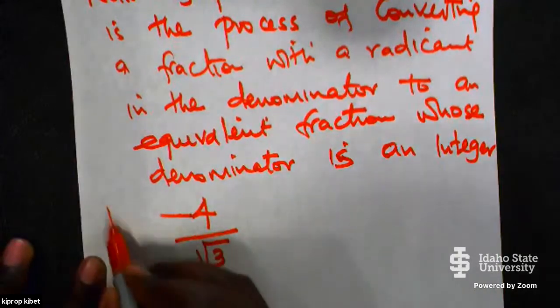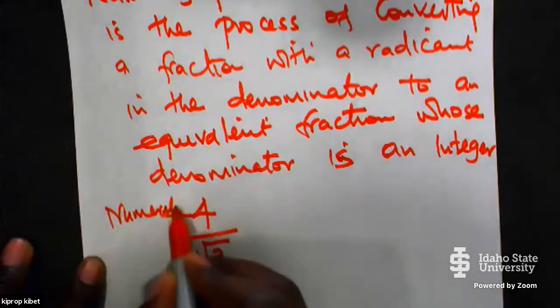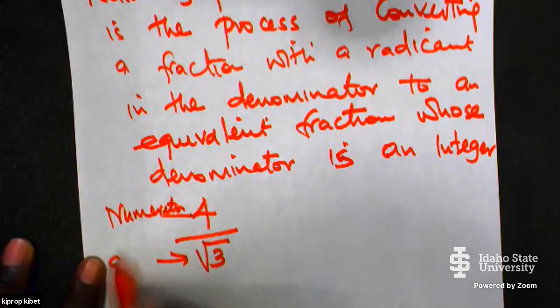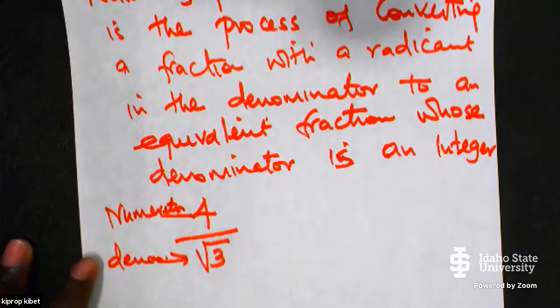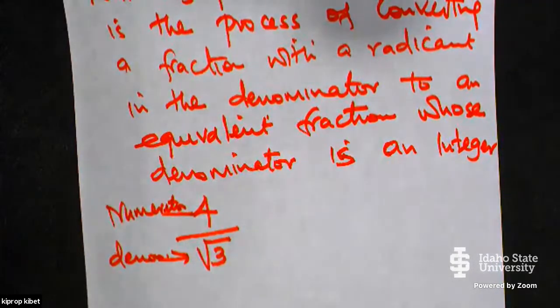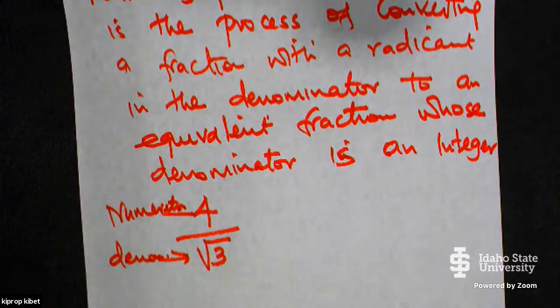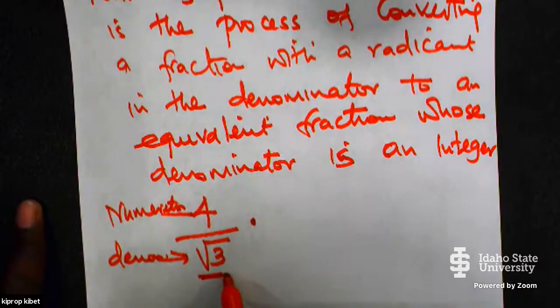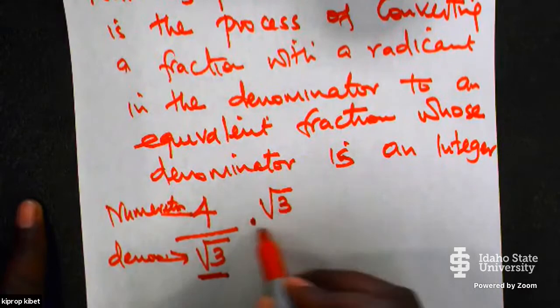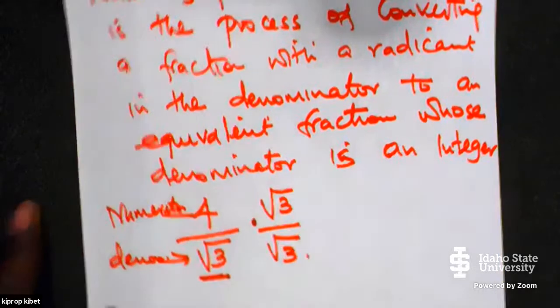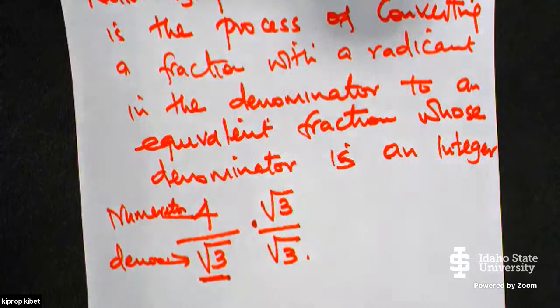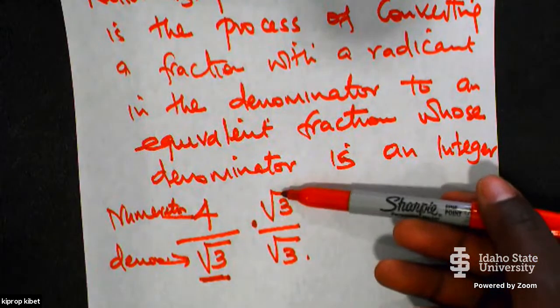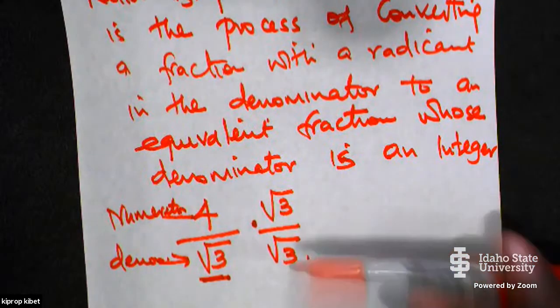So this is the numerator. This one is the denominator. So we want to rationalize the denominator. How should we rationalize this denominator? What you do is you multiply by the same value here, which is the cube root of 3 all over the cube root of 3.